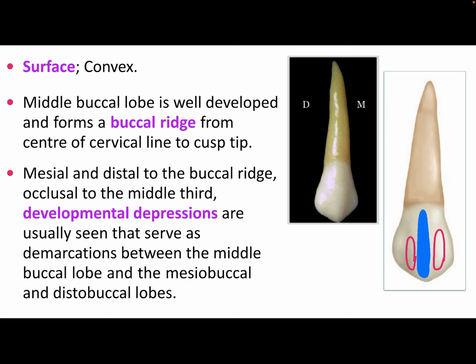Coming to the surface, the labial surface is convex and the middle buccal lobe is well developed and forms a buccal ridge, which starts from the center of the cervical line to the cuspal tip. For canines we have seen the same feature, the labial ridge, but for this tooth a slight name change, buccal ridge. Mesial and distal to the buccal ridge, occlusal to the middle third, developmental depressions can be seen, which serve as demarcations between the middle buccal lobe and the mesiobuccal and distobuccal lobes.